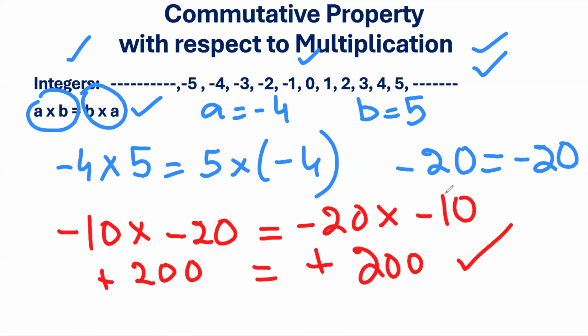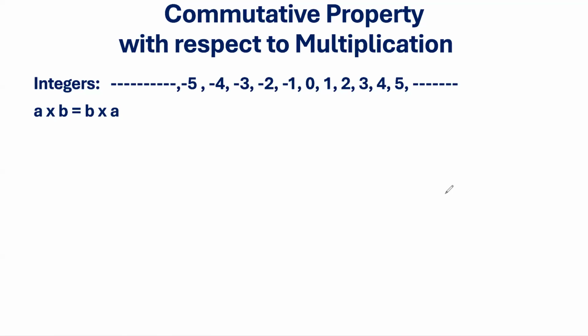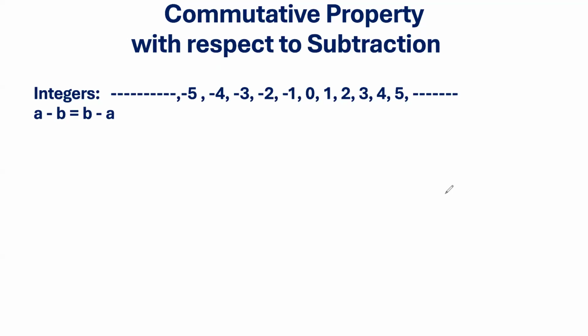Whatever a and b you can take from the set of integers, you can take 0, you can take 1000, you can take 100, 2000. Just check, it will be satisfied in all the cases. Now, next question is, commutative property with respect to subtraction. Let's check this.